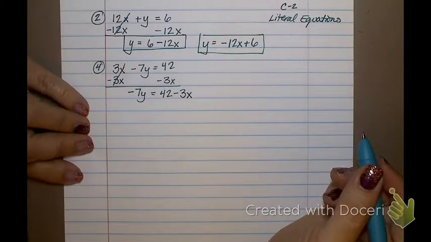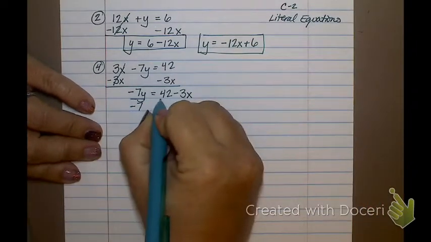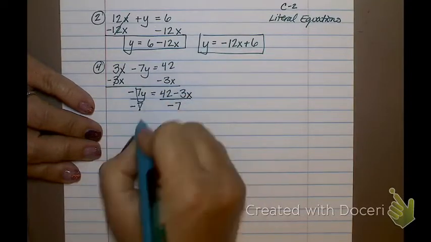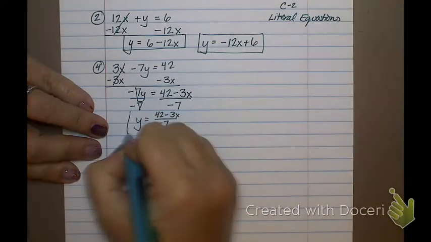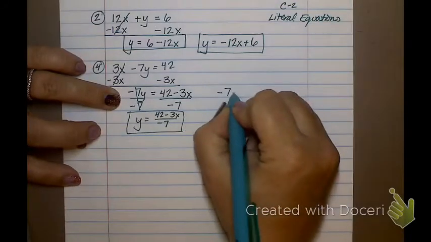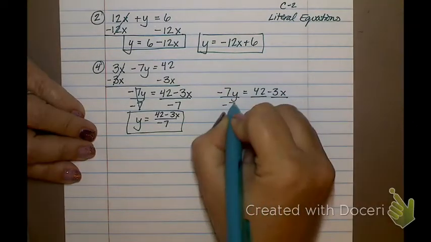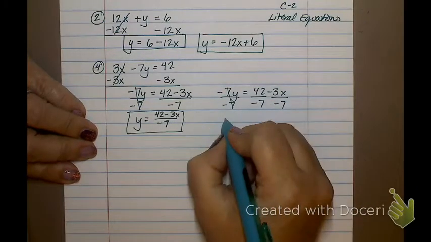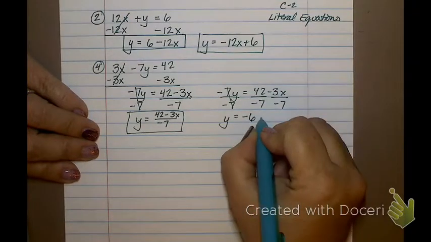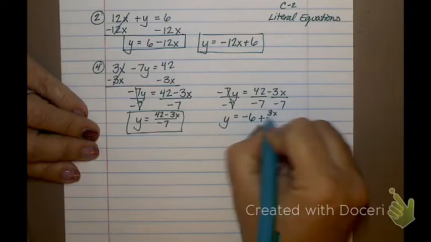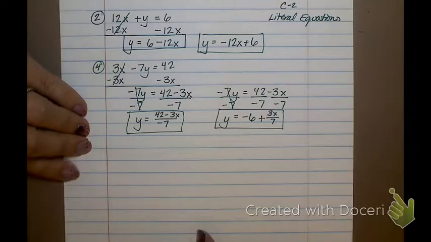Is y by itself yet? No. So what do I need to do? Divide by negative 7. Now I can either do this and call my answer y equals 42 minus 3x over negative 7. Or in this step, negative 7y equals 42 minus 3x, I can divide each part by negative 7. And what does that give me? That gives me y equals negative 6, and then a negative over a negative becomes a positive 3x over 7. And yes, for some of you that are a little ahead, you can call that 3/7 x if you want. You will be going there.